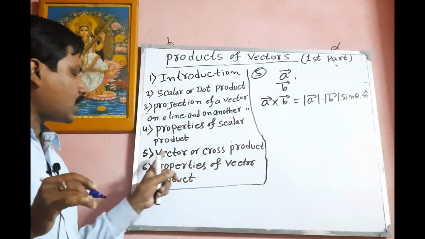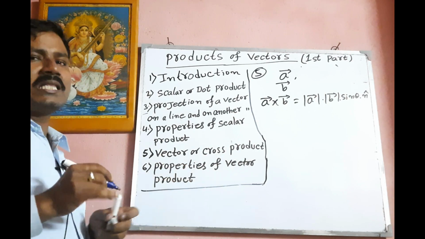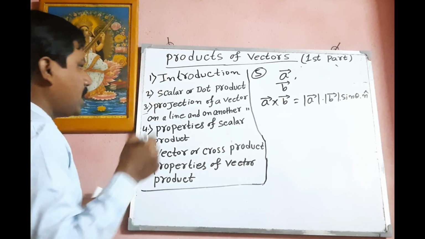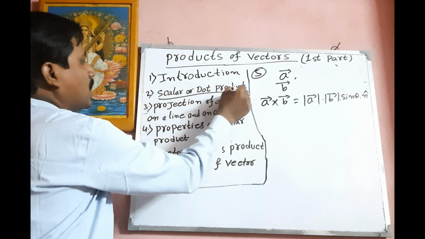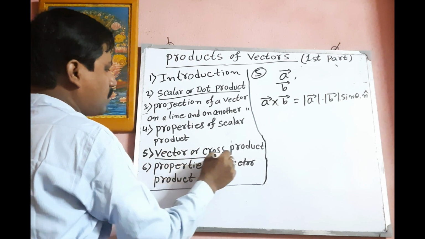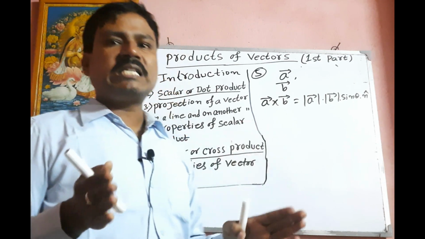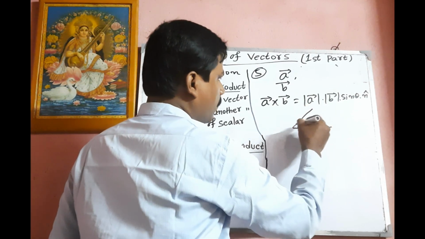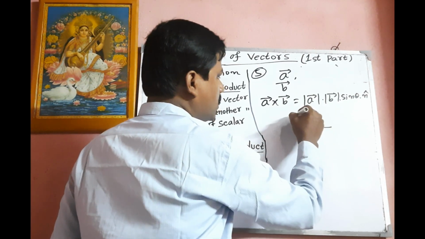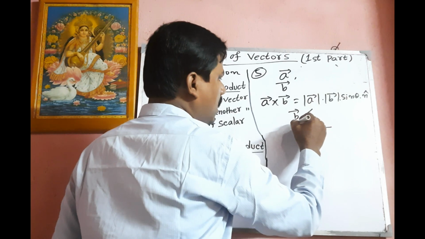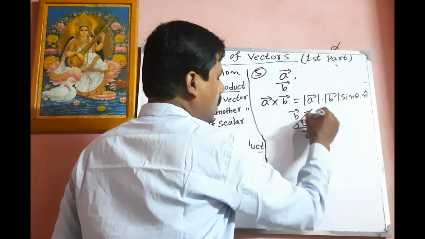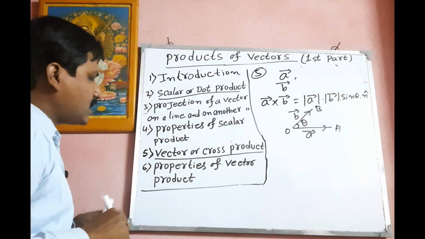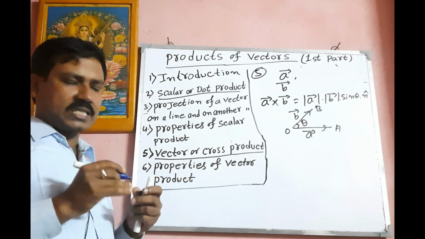That is why we are discussing this vector or cross product. That is, a cross product is a vector quantity. Both direction and magnitude are there. Whereas this one has only magnitude, and this has both magnitude and direction. Theta is the angle between these two vectors. If A vector is there and B vector is there, theta is the angle between them. This completes the vector product section.